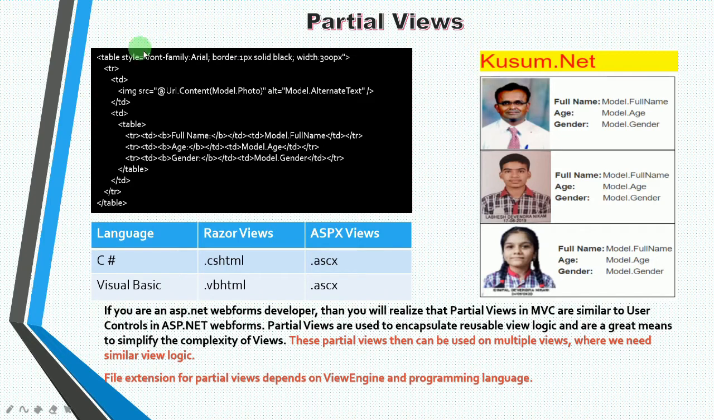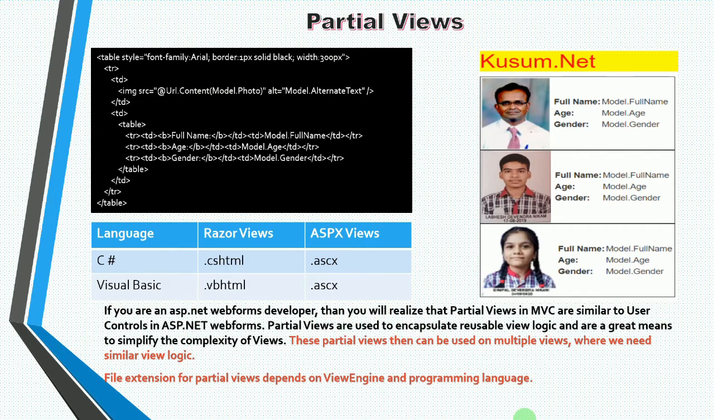So in the last video session, this was my output. You can use this code to get this output. Partial views are used with C Sharp and Visual Basic syntax. If you use Razor views in the C Sharp language, then the partial view extension will be .cshtml. If you use Visual Basic, then it will be .vbhtml. But if you use ASPX views, the extension will be .ascx, either with C Sharp or Visual Basic.